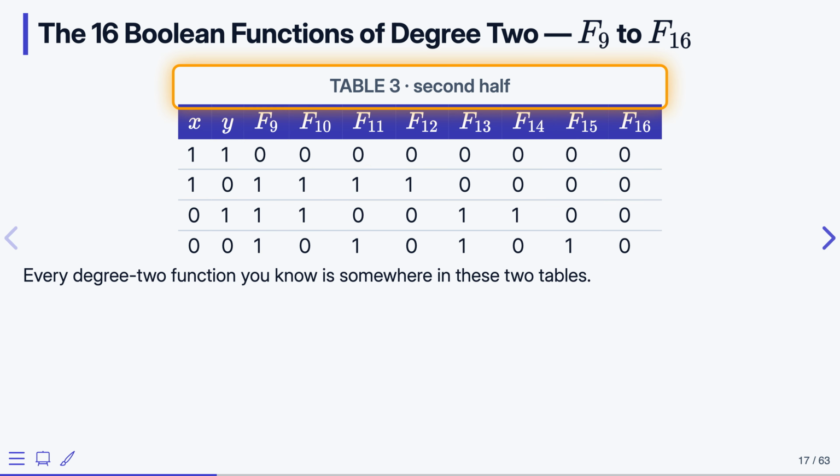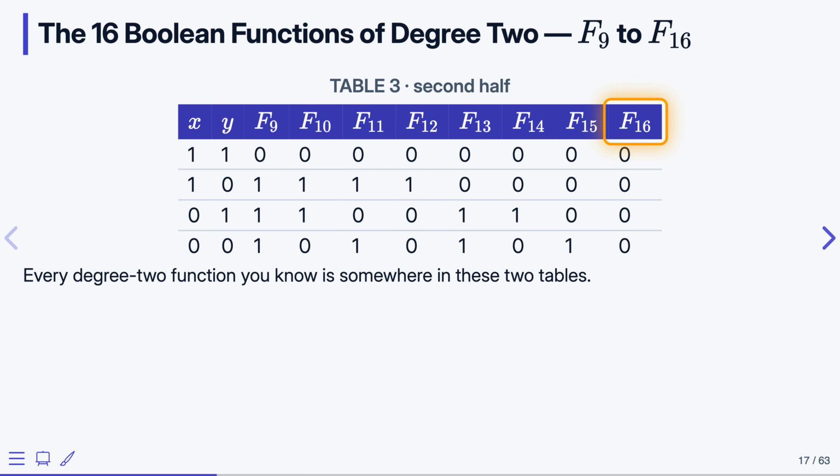And these are the other 8. The second half is the first half turned upside down. F9 is the exact flip of F8. F10 is the flip of F7, and so on. Some columns have famous names. F9 is 1 whenever x and y are not both 1. That is the NAND function we meet later.